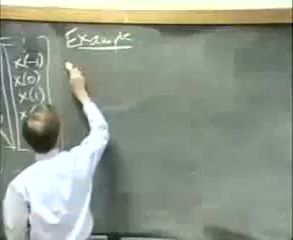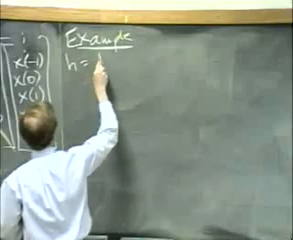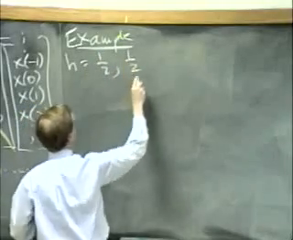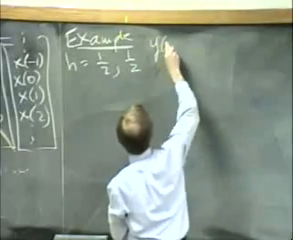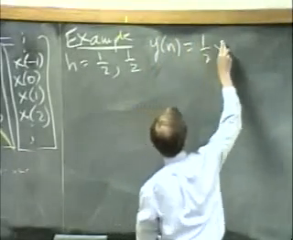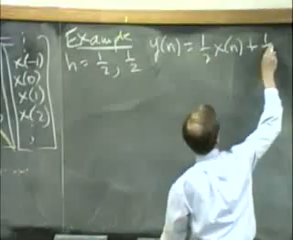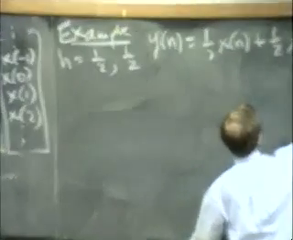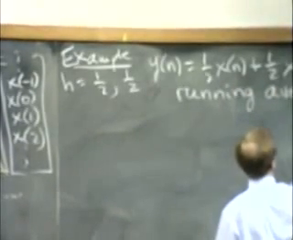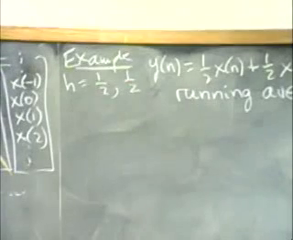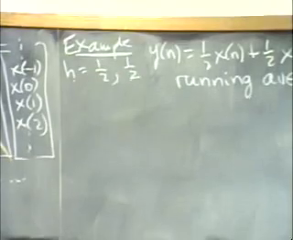Suppose they both equal a half. H, the 2 components, are both a half. So y of n is 1/2 x of n and 1/2 of x of n minus 1, the previous sample. So it's a running average. Can we just consider that example? Because it's a very useful one to consider.